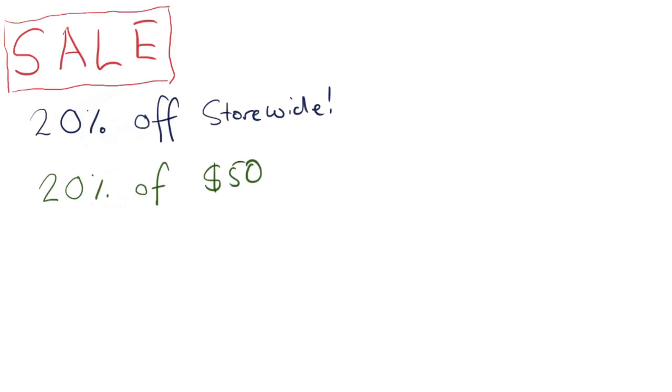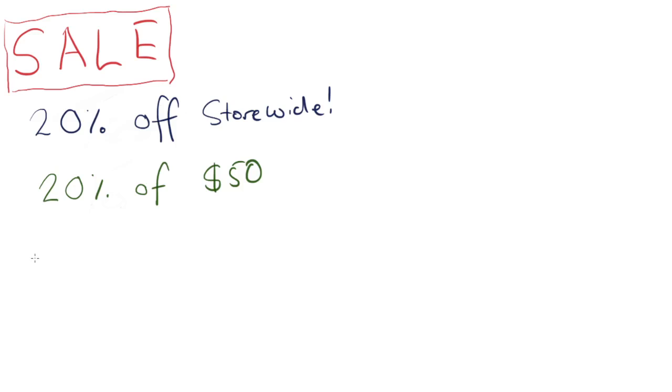Hey guys, so we're going to look at finding discounts. In this case, shops having a sale. There's 20% off store-wide, and you see an item that was listed for $50. So you want to find out how much money you're going to save, or what your discount is, and you can then subtract that. So we want to find 20% of $50.